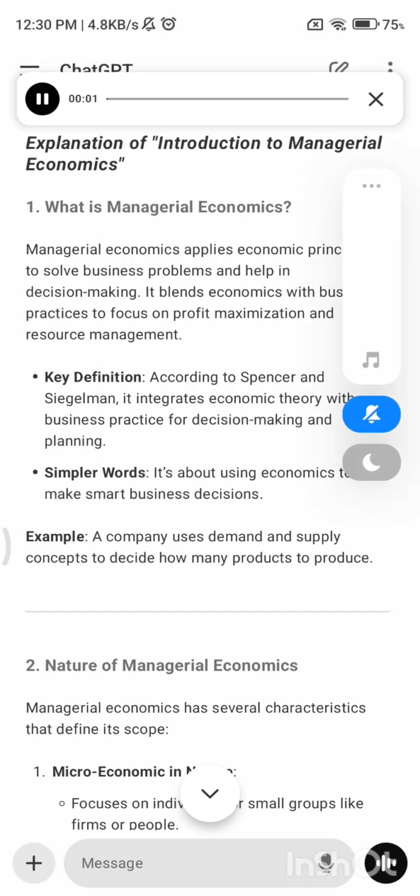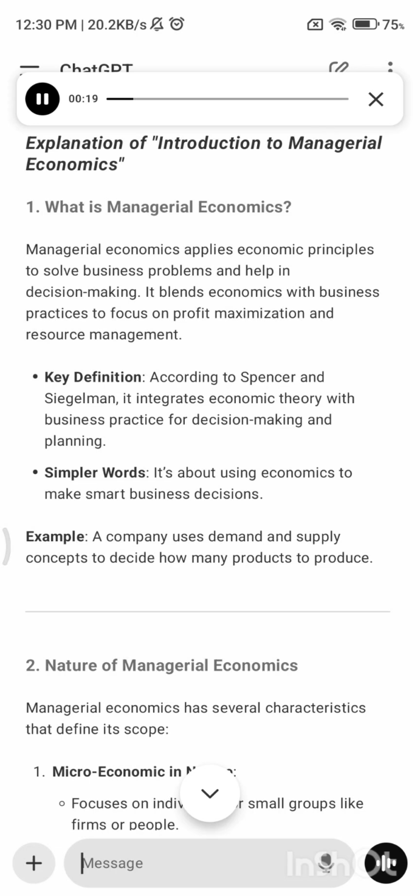Explanation of Introduction to Managerial Economics. 1. What is managerial economics? Managerial economics applies economic principles to solve business problems and help in decision-making. It blends economics with business practices to focus on profit maximization and resource management.